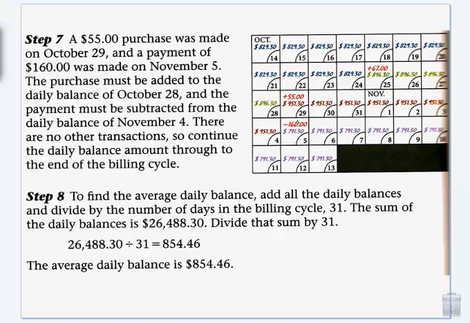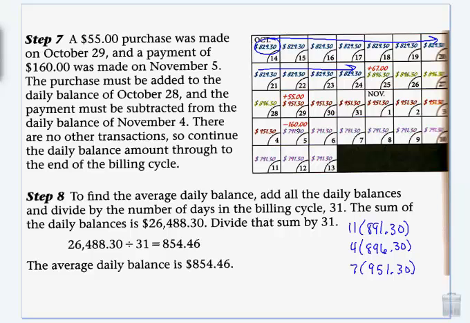We use this now to find the average daily balance. We count up how many days it was at each. Now, do you have to write $829.30 in every single square? No, you can do $829.30, and then you can draw arrows until you get to here, and then you can change it that way. But we have 11 days at $829.30, 4 days at $896.30, 7 days at $951.30, and 9 days at $791.30.